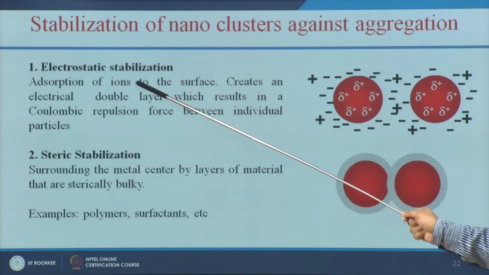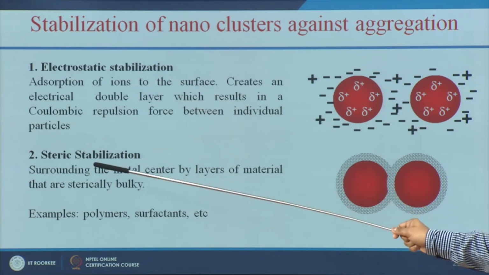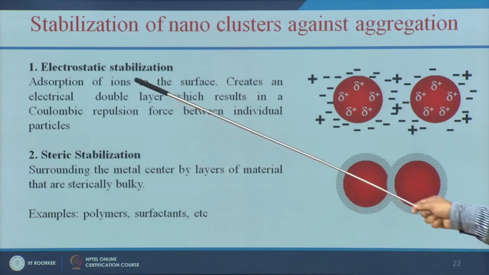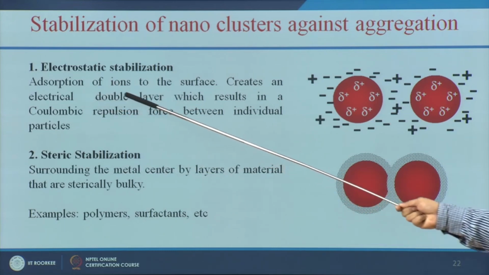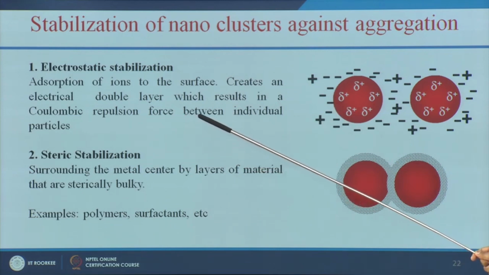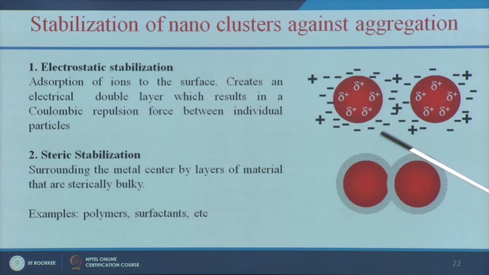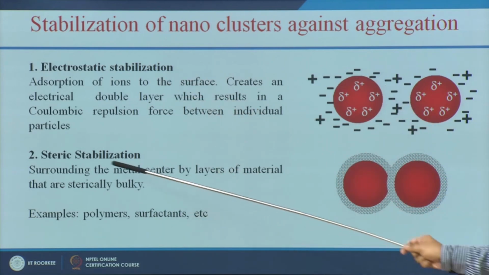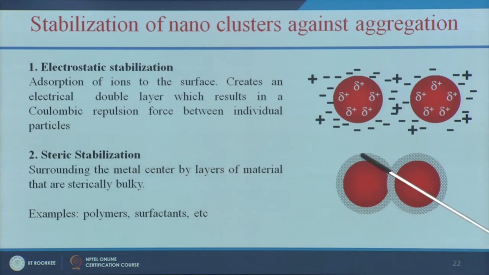There are 2 types of stabilization: one is electrostatic stabilization and the other is steric stabilization. So what is electrostatic stabilization? It means adsorption of ions to the surface. It creates an electrical double layer, which results in a Coulombic repulsion force between the individual particles. The uniformly charged particles repel each other, which gives electrostatic stabilization. The next one is steric stabilization, which means the metal is covered by a layer of sterically bulky material. For example, polymers and surfactants could be used, which is an example of steric stabilization.